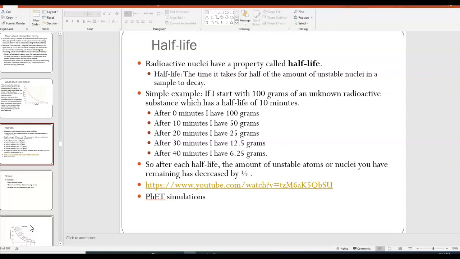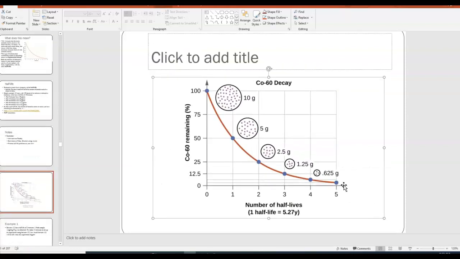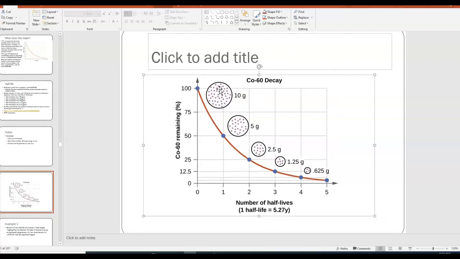Okay, so this is just a picture showing a basic example of how this works. Let's say I start with 10 grams of cobalt-60. That means I have 100% remaining at the beginning, after no time has passed, after 0 half-lives. And let's say the half-life of cobalt-60 is 5.27 years. That means on average, every 5.27 years, the amount remaining decreases by half.